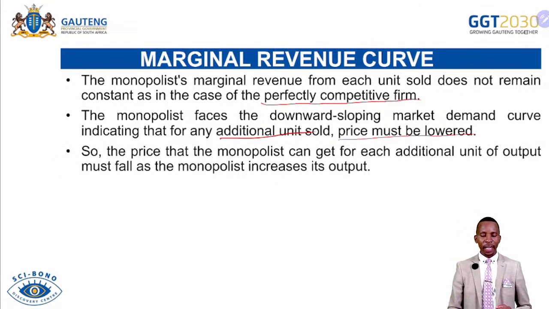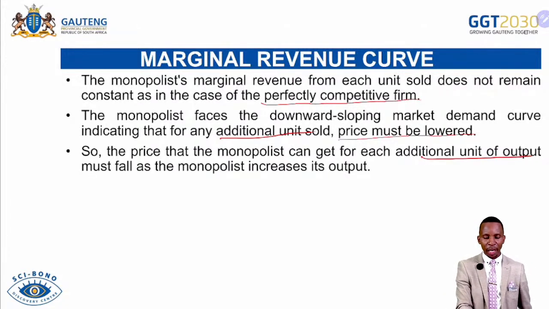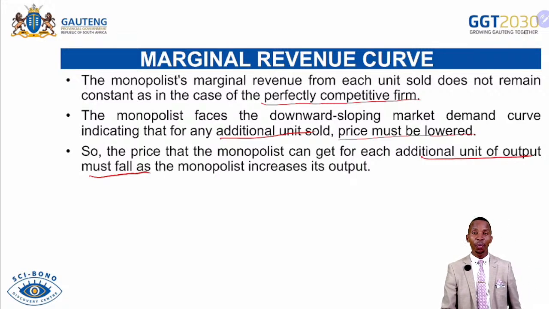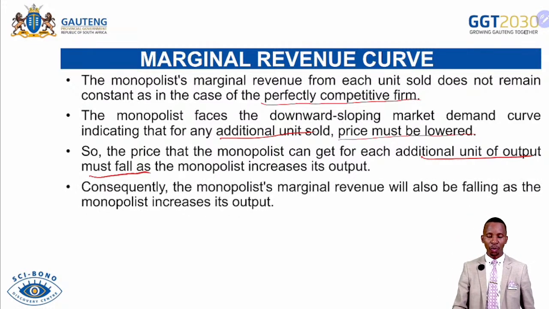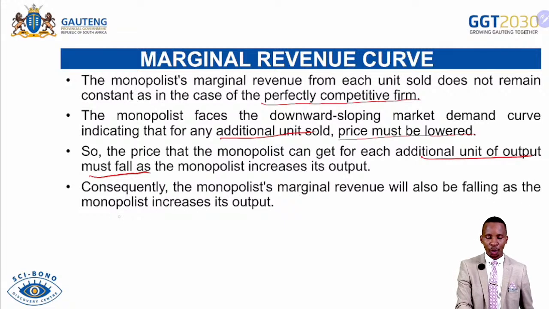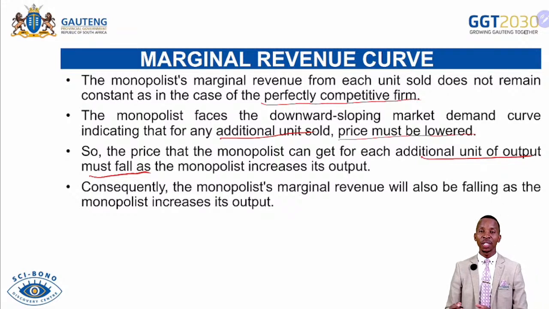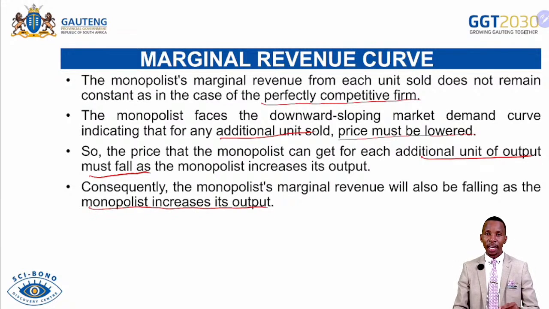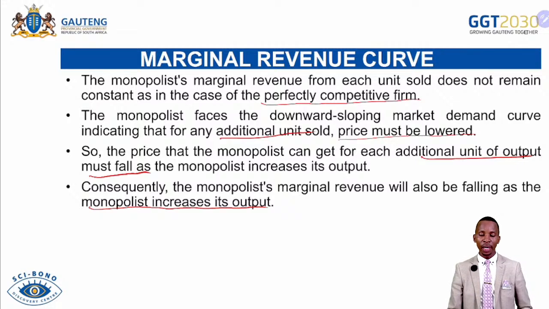So the price that monopolies can get for each additional unit of output must fall as the monopolies increase the output. For the monopoly to increase the output, the price must be reduced. Consequently, the monopoly's marginal revenue will also be falling as it increases the output. If the monopoly is producing more, the marginal revenue will be reduced because to increase the output, it decreases the price. As the price decreases, that reduces the marginal revenue for the firm.